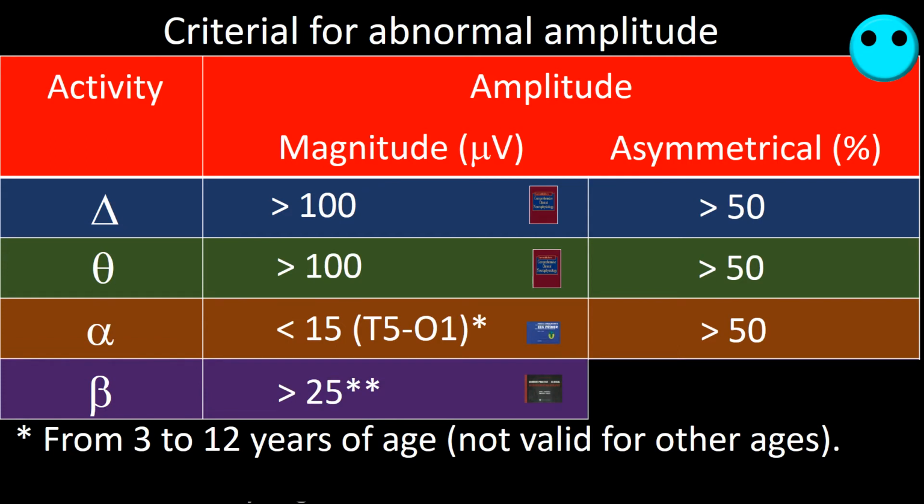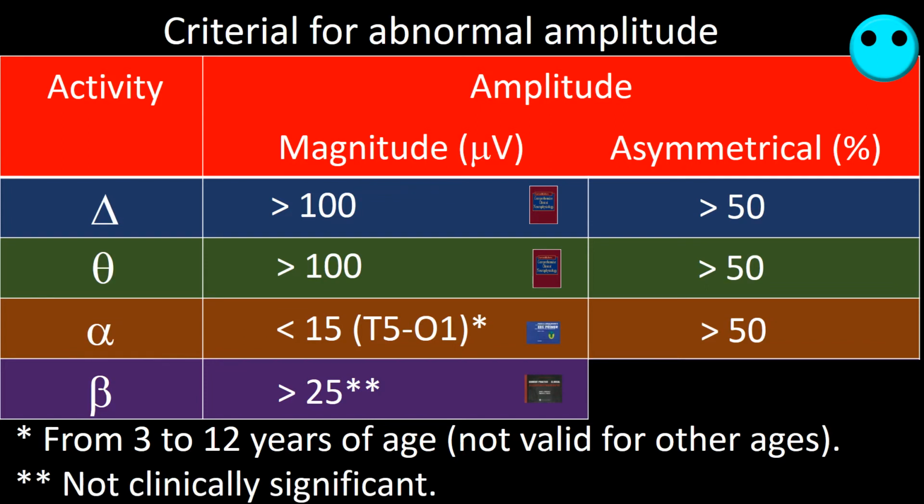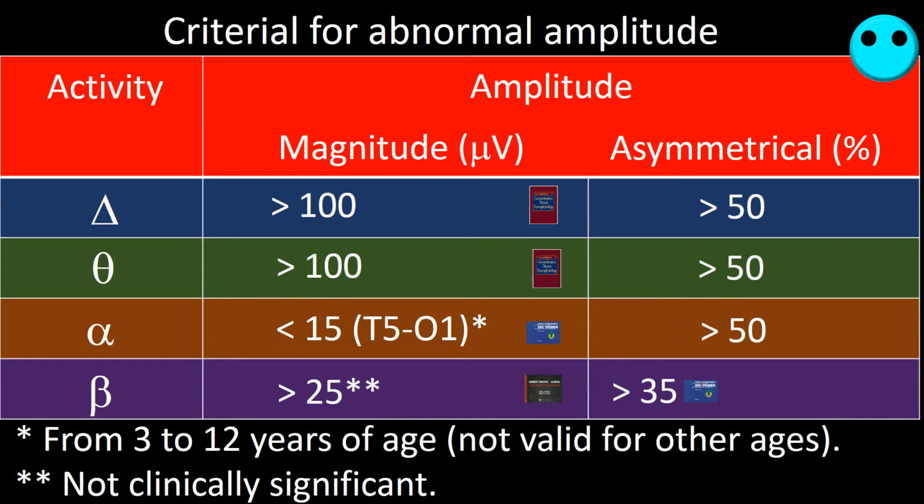Ebersole's book qualifies beta activity above 25 microvolts as abnormal, but it adds that it is not clinically significant. In Fish's book, a beta activity asymmetry of more than 35% is considered abnormal. Most other books require 50% asymmetry, as for any other frequencies, to be called abnormal.